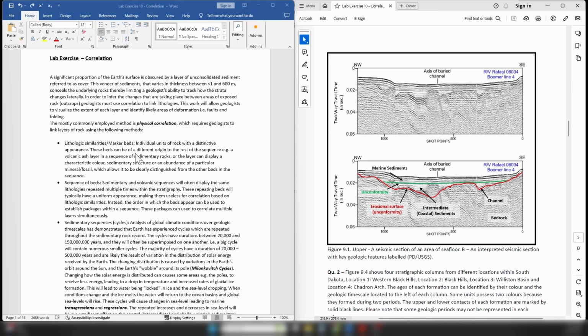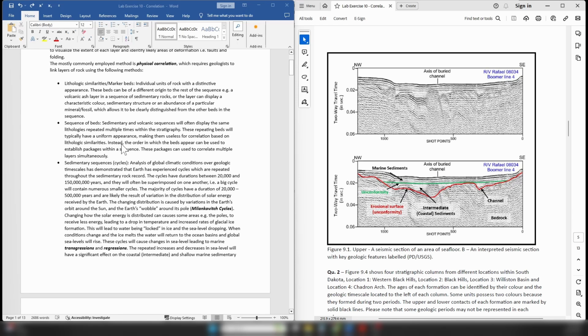The next thing you can do is look at the sequence of beds themselves. Sedimentary and volcanic sequences will often display the same lithologies repeated multiple times. If you think of a standard sedimentary sequence, it's not uncommon to find multiple layers of sandstone and mudstone as part of the same sequence. Of course, the problem is that in most cases, one layer of sandstone looks just like another layer of sandstone. So it can sometimes be very difficult to link those beds together between different locations.